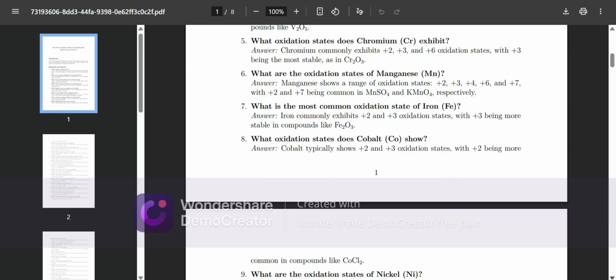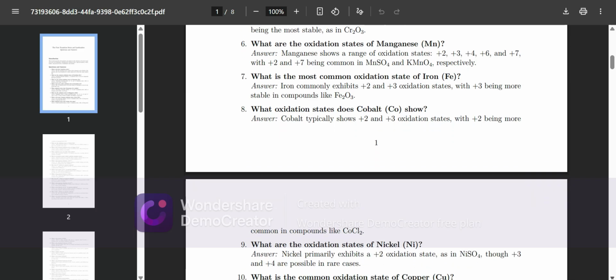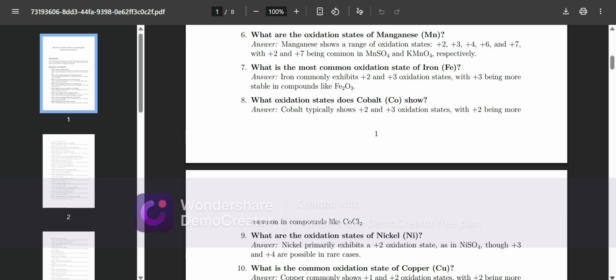What are the oxidation states of manganese, Mn? Manganese shows a range of oxidation states: +2, +3, +4, +6 and +7, with +2 and +7 being common in MnSO4 and KMnO4 respectively. What is the most common oxidation state of iron? Iron commonly exhibits +2 and +3 oxidation states, with +3 being more stable in compounds like Fe2O3.